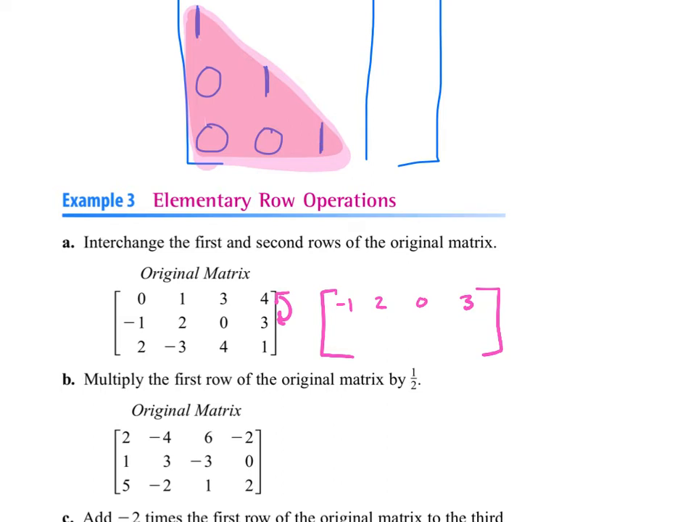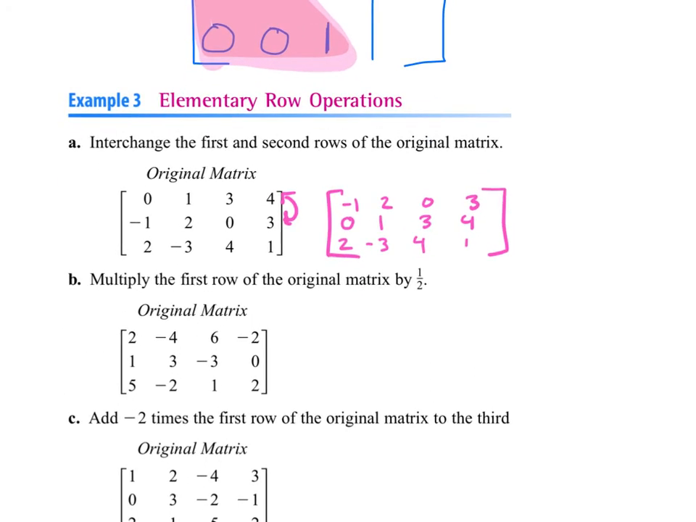What's our new second row? The first one: 0, 1, 3, 4. And then the third row stays the same: 2, negative 3, 4, and 1. So that is it for that one.